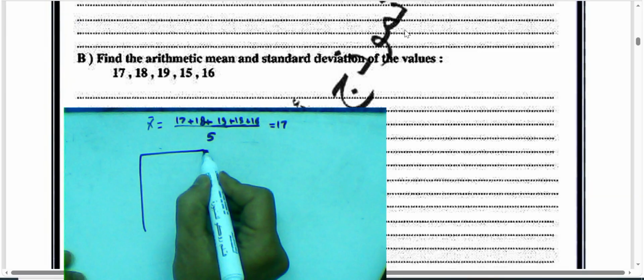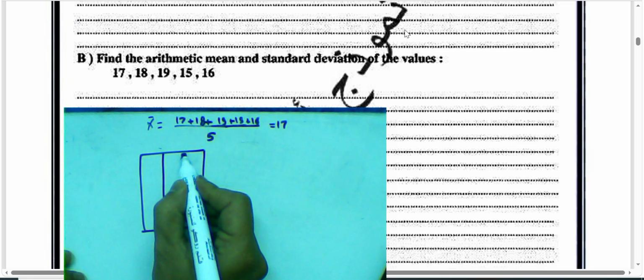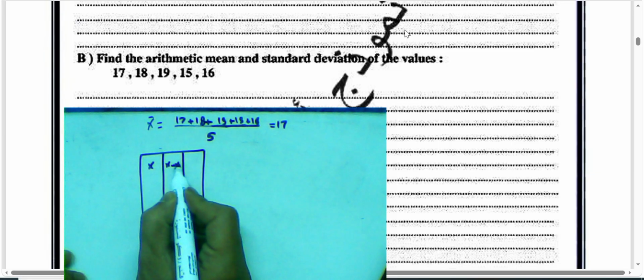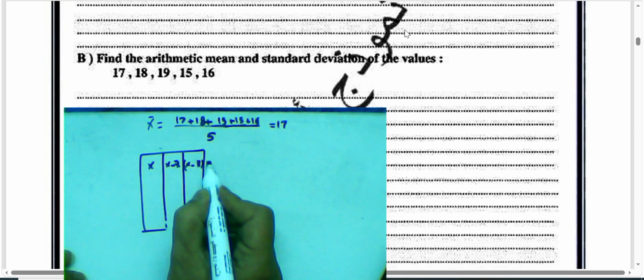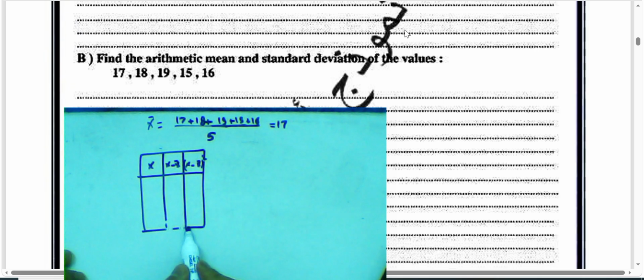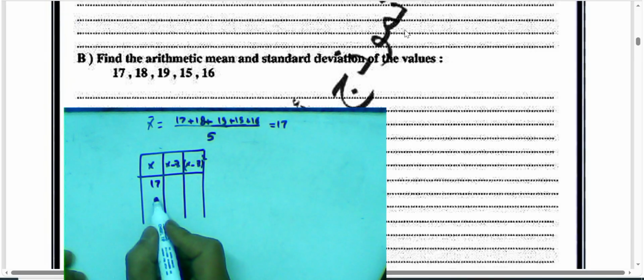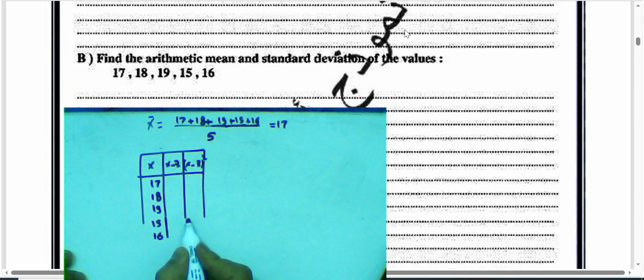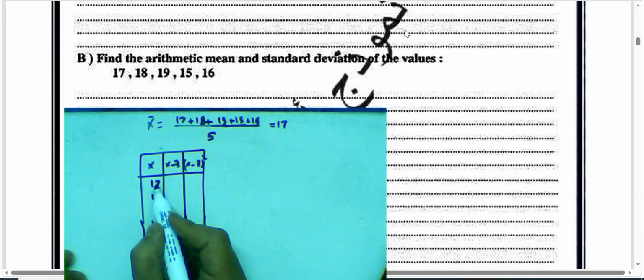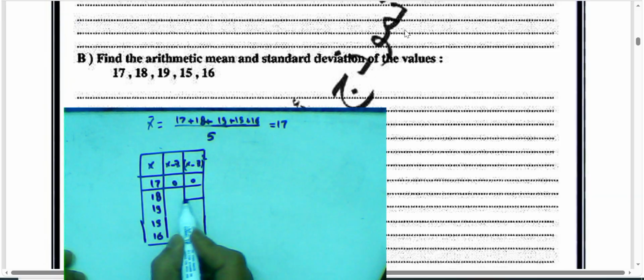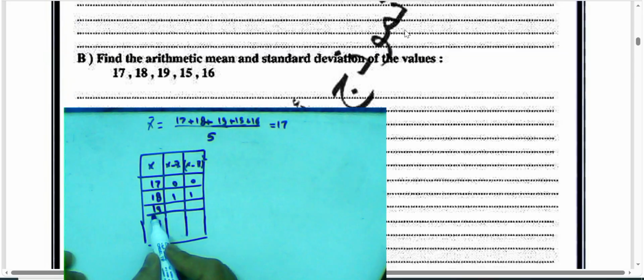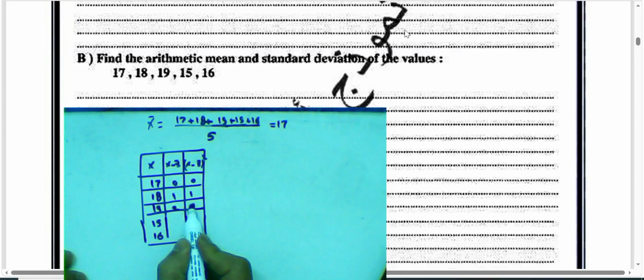And then draw a table containing three columns: x, x minus x bar, and x minus x bar power 2. We have the elements here: 17, 18, 19, 15 and 16. 17 minus 17 is 0, power 2 is 0. 18 minus 17 is 1, power 2 is 1. 19 minus 17 equals 2, 2 power 2 is 4. 15 minus 17 is negative 2, power 2 is 4. 16 minus 17 is negative 1, power 2 is 1.